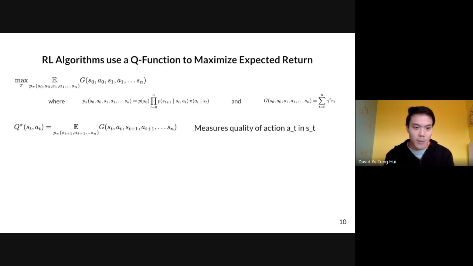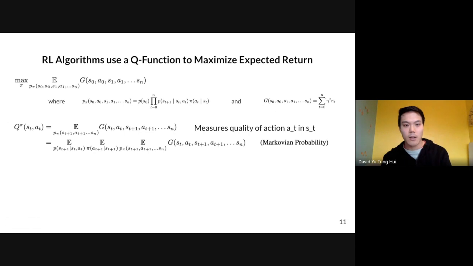The central quantity in reinforcement learning is something called a Q function. It's so named because it measures the quality of taking the action A in the current state, s_t. Usually it's written with a superscript pi to indicate that this is the Q function of policy pi, because this expectation is taken with respect to P subscript pi, a probability induced by a particular policy. This definition tells you the Q function for a particular state and action pair at time step t: the expected return from this current time step until some point in the future, n time steps.